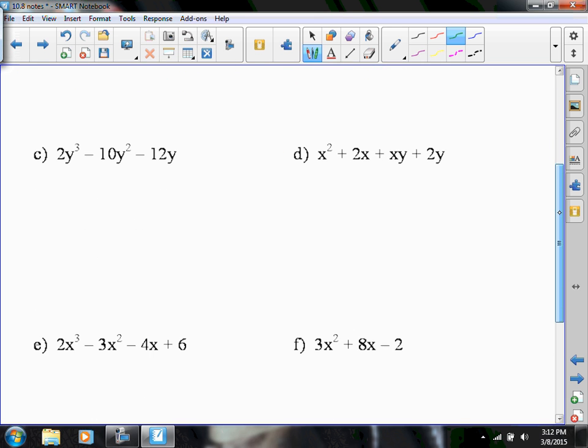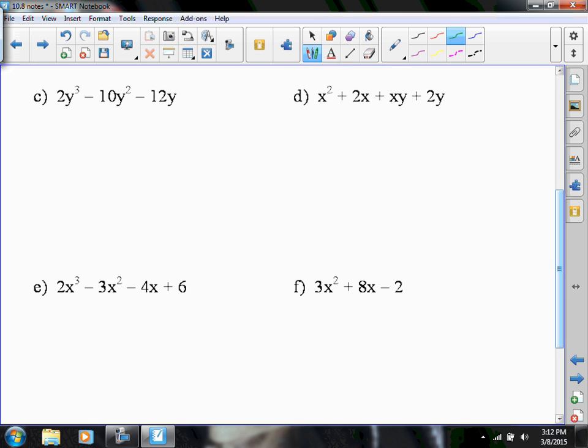Okay, now for part C, again, I'm going to look for a greatest common factor. And I can take a 2 out of all the numbers. And I can take a y out of every single term, y to the first. So if I take out a 2y from everything, that will leave me with y squared minus 5y minus 6. And now inside my parentheses here, I have a trinomial. So that means I'm going to do guess and check, or the box method.